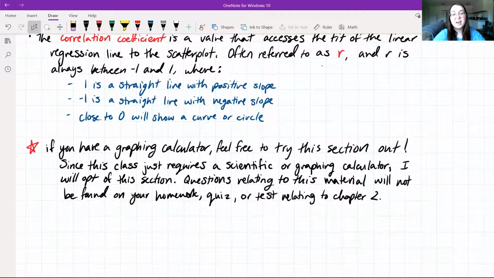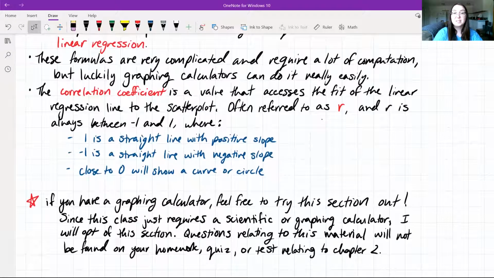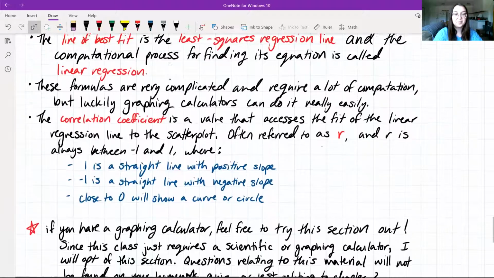So like I said, if you have a graphing calculator, feel free to try this section out. I strongly encourage you to. It's a very useful tool. But since this class only requires a scientific or graphing calculator, I personally am going to opt out of this section. So questions relating to this material will not be on your homework, quiz, test, or your final. Anything relating to Chapter 2, this part will not be included. But if you do have a graphing calculator, once again, I strongly encourage you to take a look at it. It's a very helpful tool.